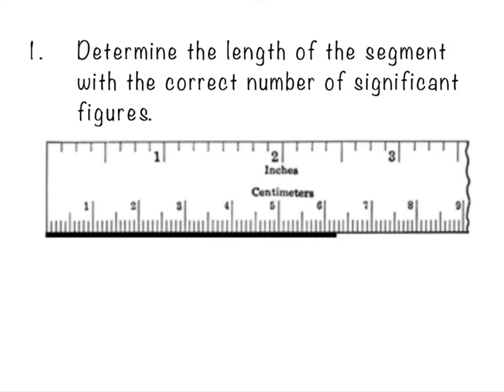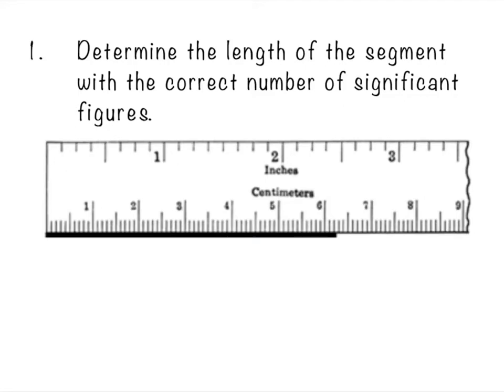Anytime you're using a measuring device that has no moving parts, such as a ruler, you must estimate 1 decimal place past the smallest unit marking on that device. And so in looking at this ruler, the smallest unit markings would be these, and notice they are tenths of a centimeter. Therefore, we must estimate to the hundredths.